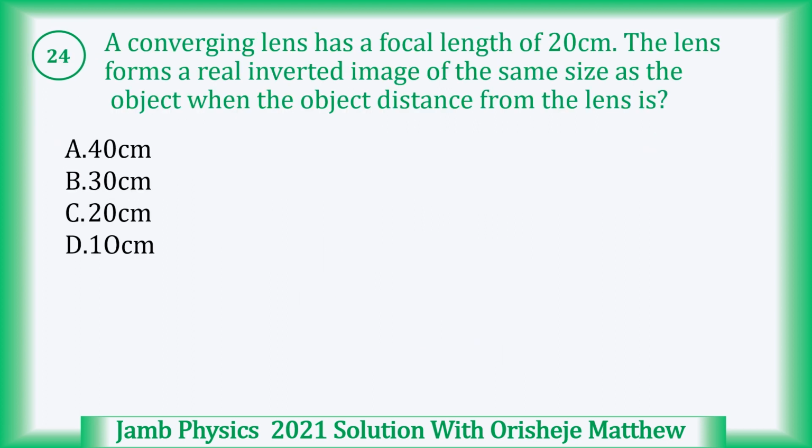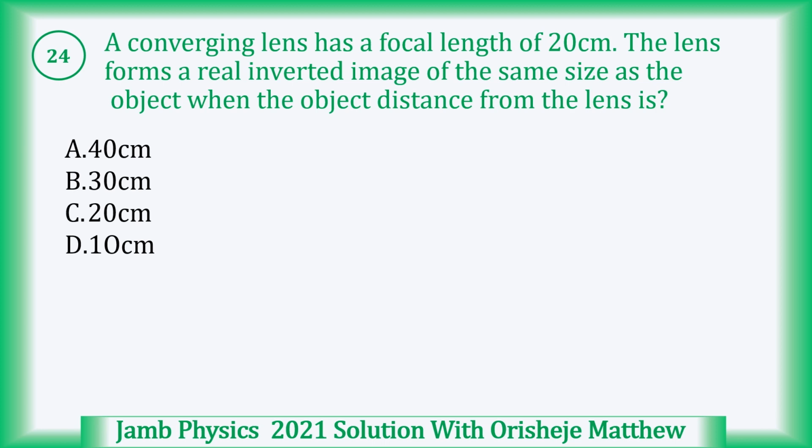Question 24. A converging lens has a focal length of 20 cm. The lens forms a real inverted image of the same size as the object when the object distance from the lens is... well, this actually is a giveaway question. When an object is placed at the center of curvature, it produces the same size inverted image at the center of curvature. So if the focal length is 20, the center of curvature is 2 times this, which is 40.